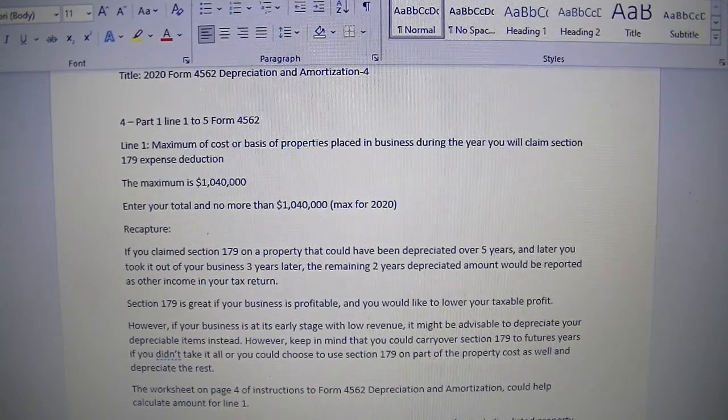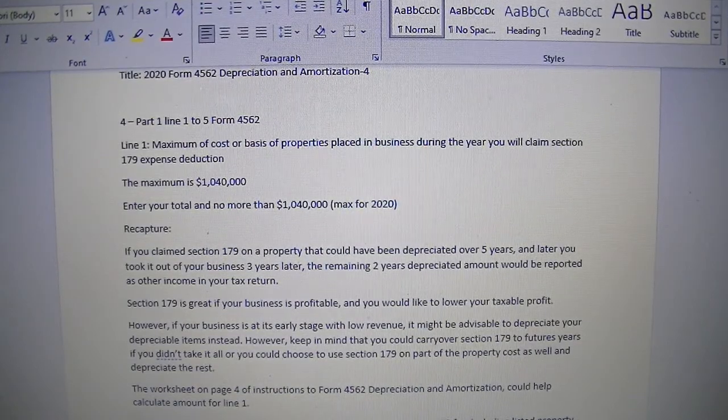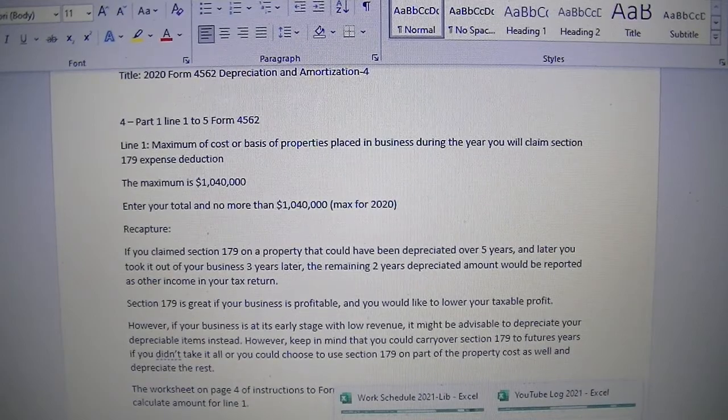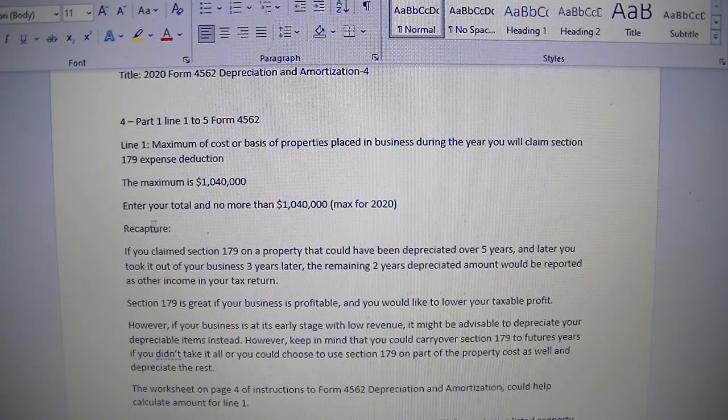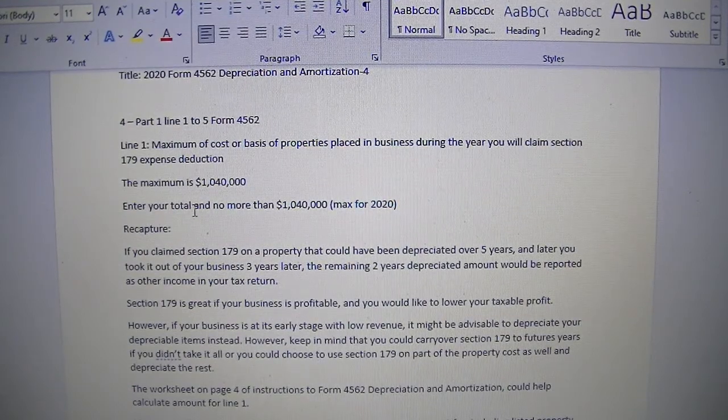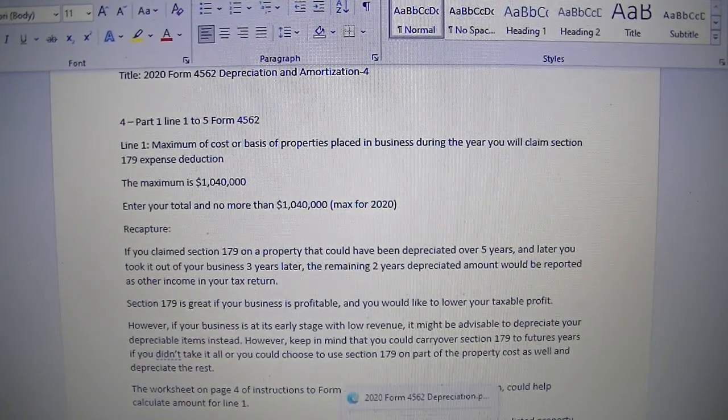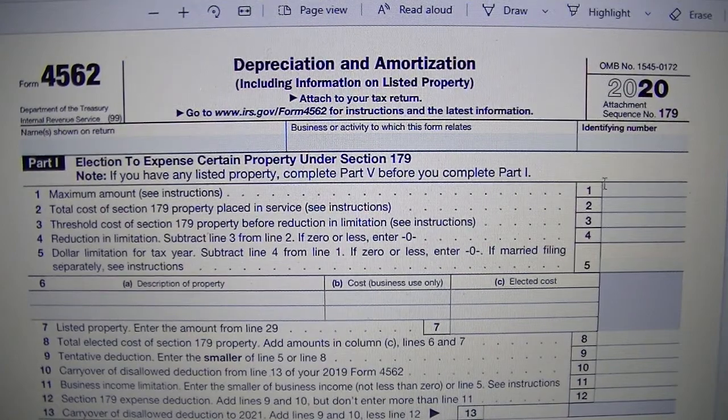So Line 1, the maximum of cost or basis of property placed in business during the year, you will claim Section 179 expense deduction. And the maximum is 1,040,000. So you'll enter the total, but no more than 1,040,000 on line 1.